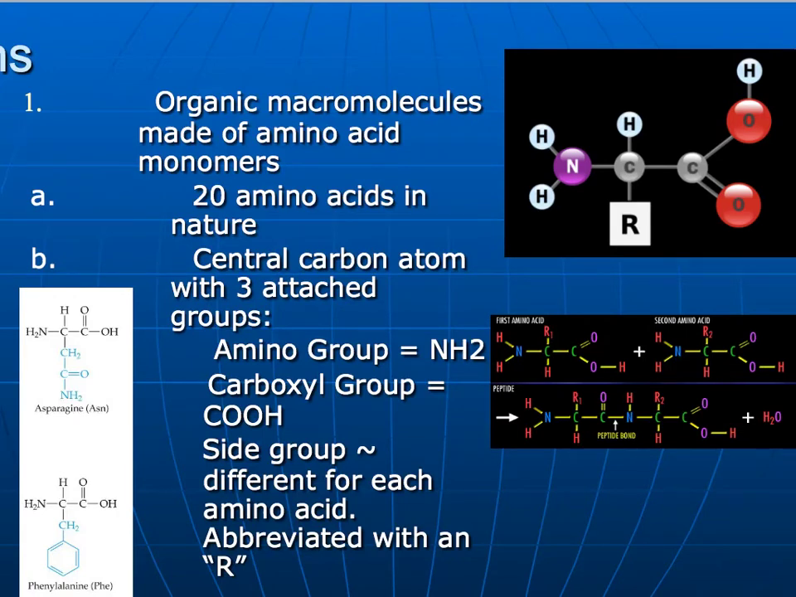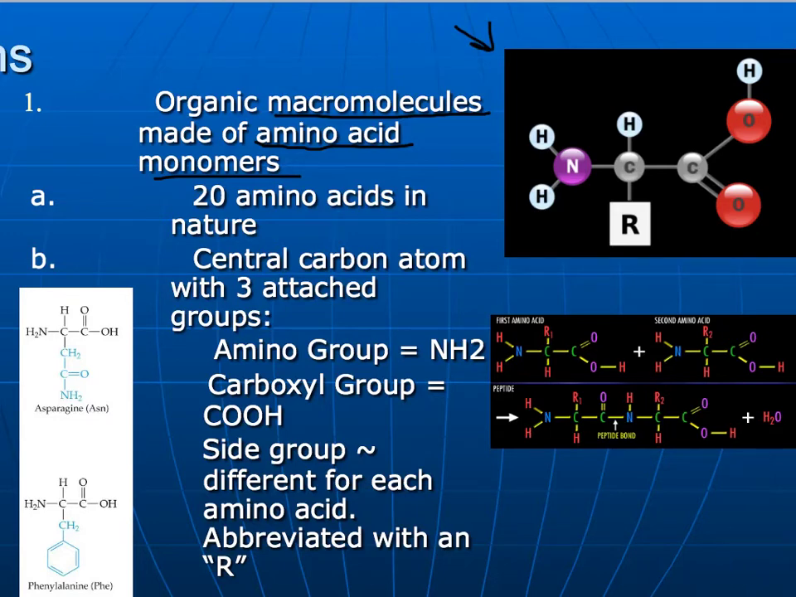Okay, now let's talk a little bit about proteins. So proteins are another type of organic macromolecule, so we're talking about big molecules, and they're made up of amino acid monomers. So again, that's the repeating unit. There's 20 amino acids that exist in nature, and I have a schematic of an amino acid right here. Let's take a close look at it.